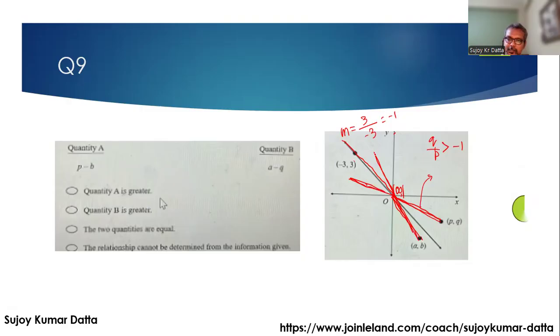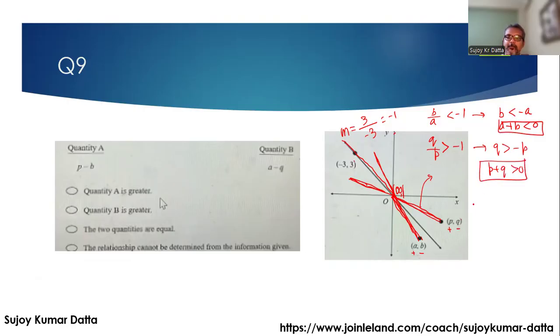For this other line, which is steeper, the slope is (B - 0) over (A - 0). This is less than minus 1. Now in this fourth quadrant, P is positive, Q is negative, A is positive, B is negative. So if I cross multiply, A being positive, we get B less than negative A, or in other words, A plus B is negative. Here P is positive, so we cross multiply again, and we have Q greater than minus P, so P plus Q is positive.